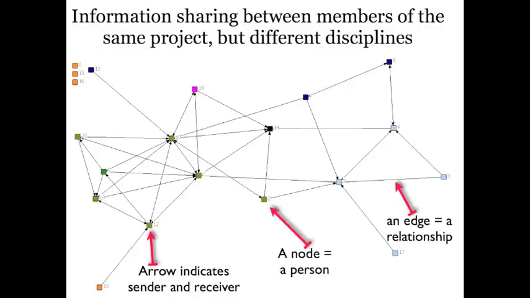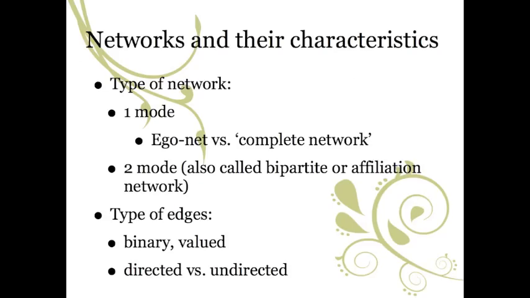Secondly, we see lines. These lines are the edges, and in this case represent sharing of information. And lastly, we see arrows, and those arrows indicate who is sending the information and who is receiving it. So for example, at the bottom, we see square number 15 in orange, who sends information to square number 12 in green.